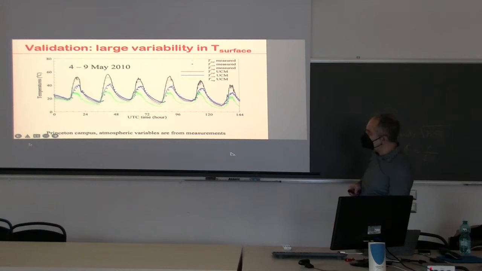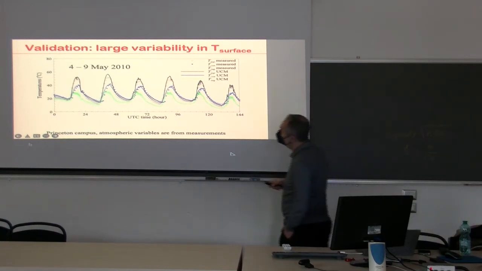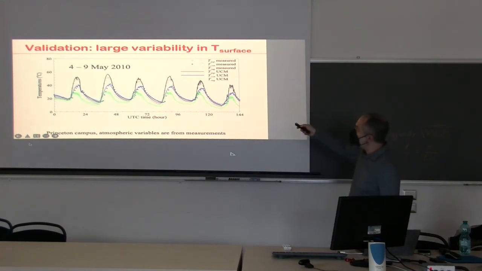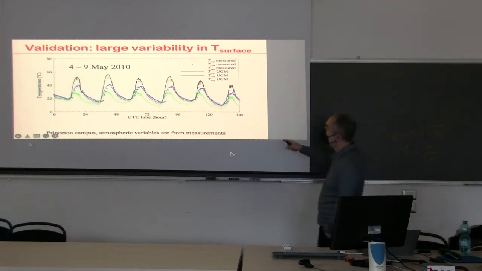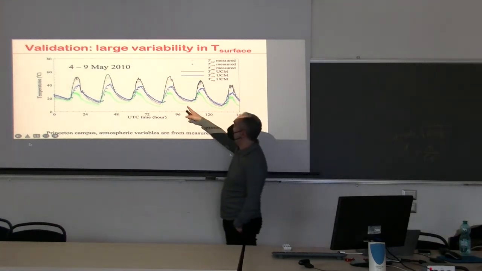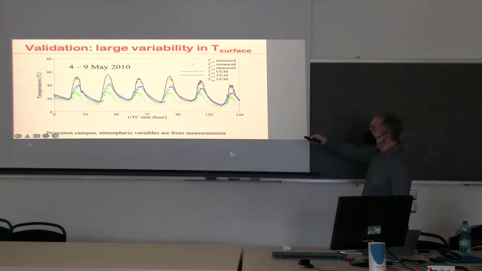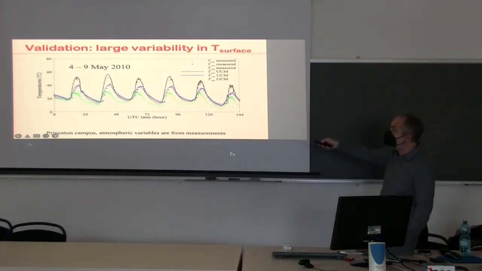And the first thing, obviously, you want to validate it. So you would validate it by comparing to observations. In this case, the observations are from a sensor network over the Princeton campus, where the dots are the measured data for asphalt, concrete, and vegetation, and the solid line is the model, and you see that the model matches the observations quite well, and matches the difference between the temperature of the grass, the concrete, and the asphalt.